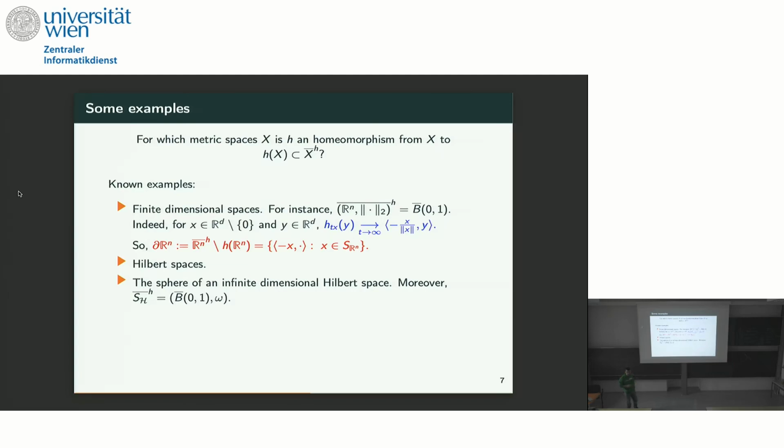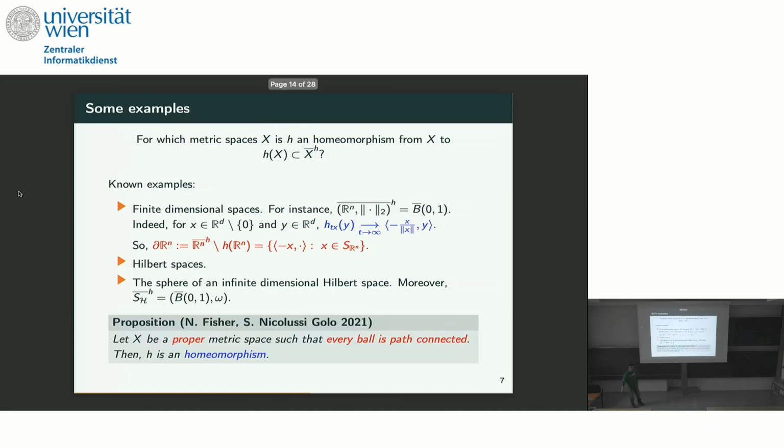For Hilbert spaces, it's known that this H is bicontinuous, and also if we take the unit sphere of the Hilbert space. Okay, a bit more general, in 2021: if X is a proper metric space such that every ball is path connected, then H is a homeomorphism. Here, this covers every R^n with any norm, and also every finite dimensional manifold. It doesn't cover the second one, for sure, because it's not proper. Proper means all the balls are compact.